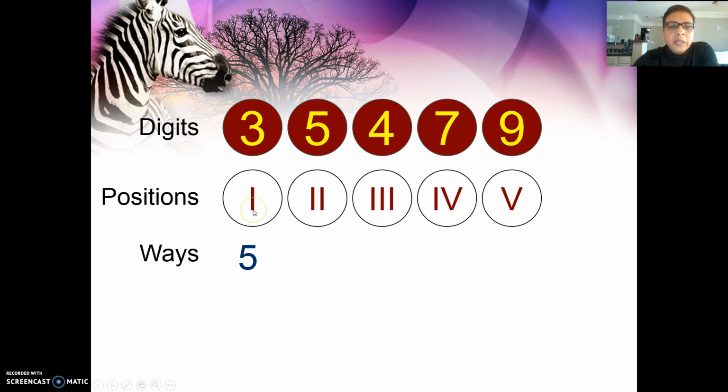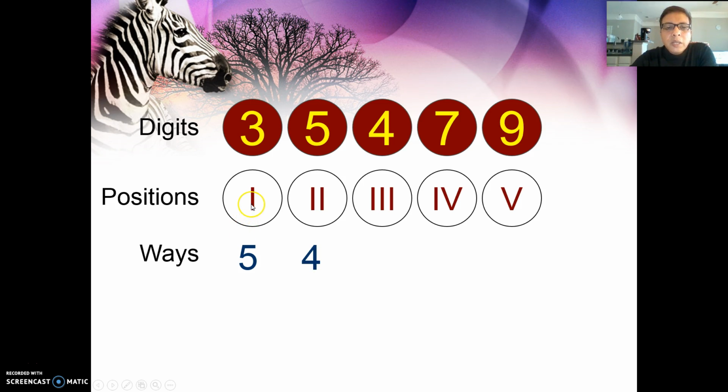The first position can be filled up in 5 ways. I can put any of 3, 5, 4, 7, 9 in this position. So for the first position, there are 5 choices. Now once one number is kept in the first position, there remain 4 numbers for the second position. So the second position can be filled up in 4 ways.